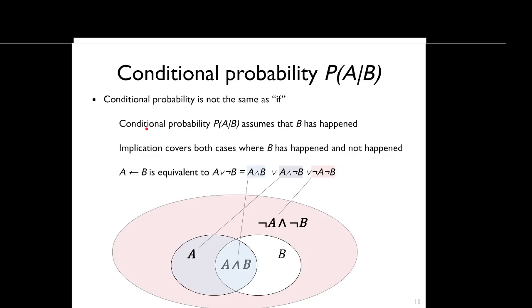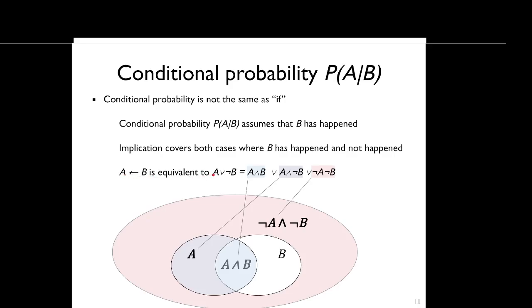Okay, so if we look at the implication, then it covers both cases where B has happened and where it has not happened, whereas the conditional probability only considers the case that B has happened already. So the conditional probability relates this circle to this, whereas the if statement relates the entirety to this. And how does the implication do that? So let's see what formally A if B means.